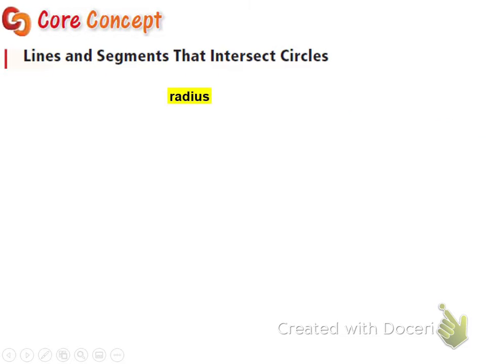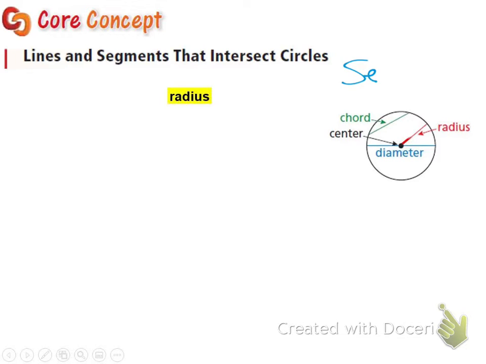There are two circles there. The top one, you want to label: we're going to talk about segments. So just label, these are segments. Whereas the bottom circle, it's lines. So in the top circle, we're talking about segments, and in the bottom circle, we're talking about lines. A lot of you have already seen a radius, a chord, and a diameter.